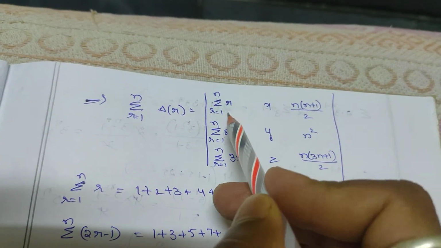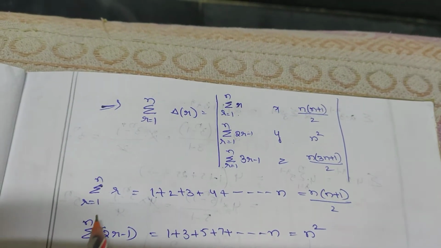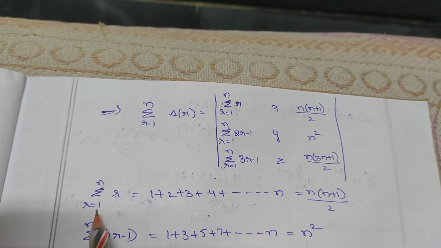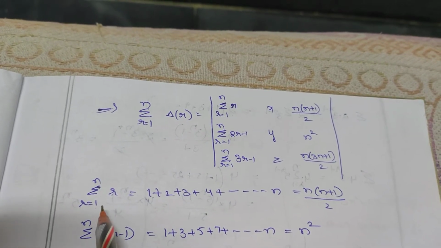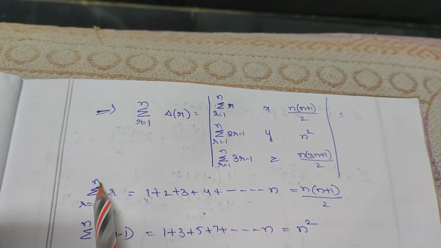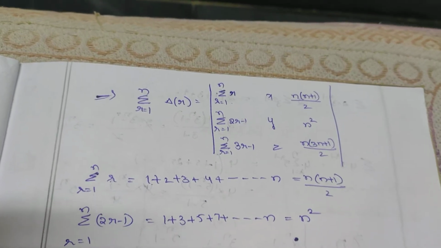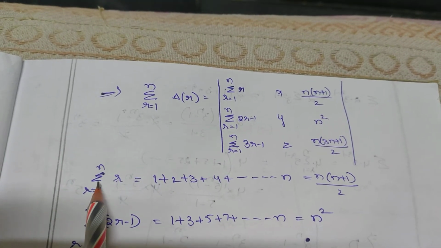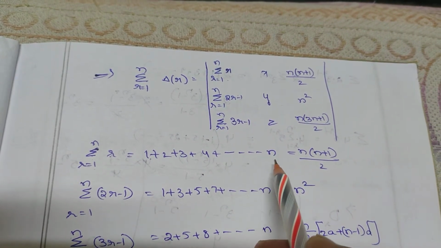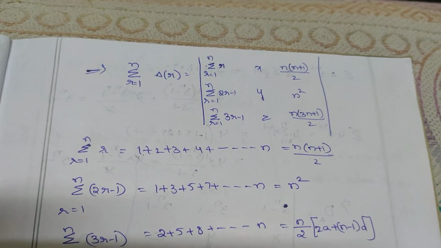Sigma r is equal to 1 to n of r. How will it be? Sigma means summation. First we substitute 1 here, after that substitute 2. That means 1 to n means we only use integers. First substitute 1, next 2, next 3, up to n, and you keep a plus in between because it is a summation symbol. So the total becomes 1 plus 2 plus 3 plus 4 plus up to n, which is equal to n into n plus 1 by 2.